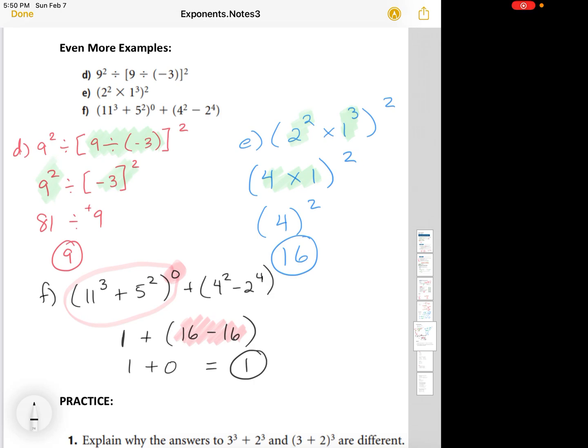Hopefully that was a nice refresher. We did a lot more this morning, just to get you familiar with order of operations.